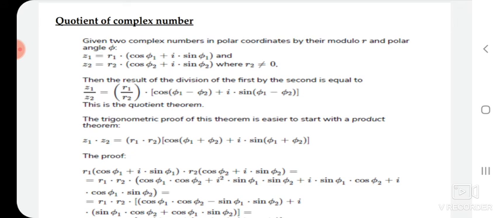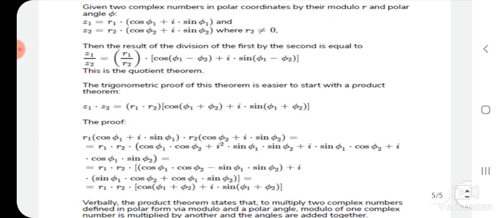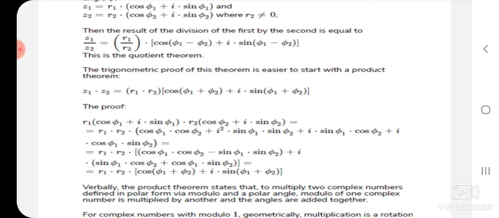Now, the trigonometric proof of the theorem is easier to start with the product theorem. That is, z1 into z2 is equal to r1 into r2 into cos of phi 1 plus phi 2 plus i sin of phi 1 plus phi 2. How that can occur, that we have to prove. We know z1 is r1 into cos phi 1 plus i sin phi 1, times r2 into cos phi 2 plus i sin phi 2. This is nothing but z1 into z2.